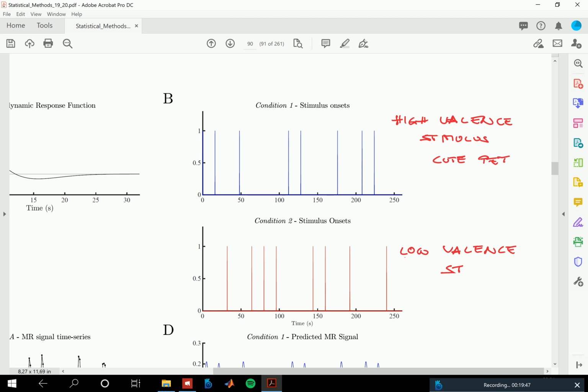It's important because this is exactly how these kinds of studies work. So it's not high and low, but positive and negative, right? So this would be positive valence, and this would be negative valence. Of course, this is also high and low, but they call it negative valence stimuli.